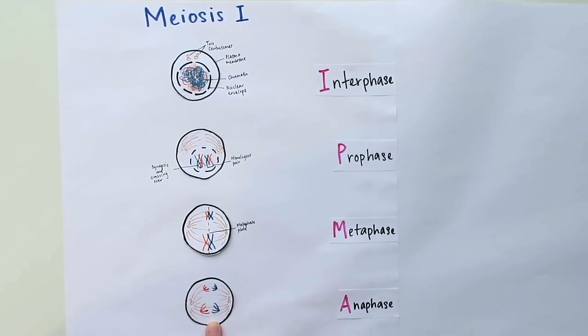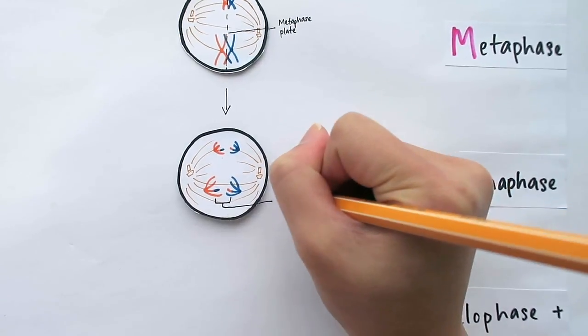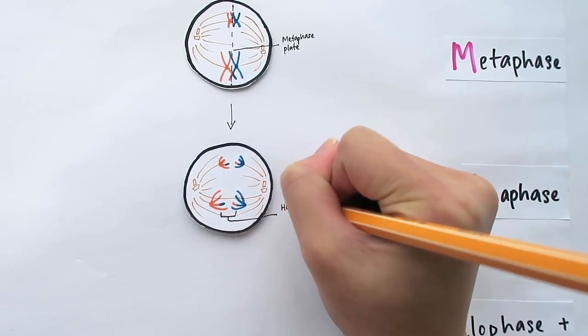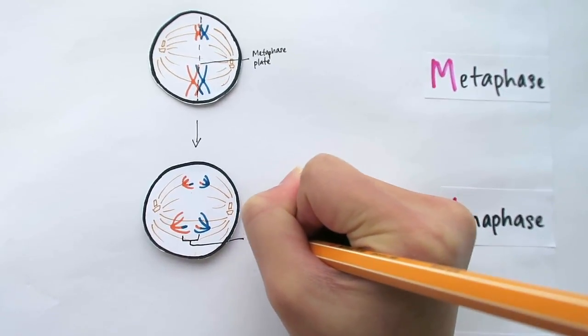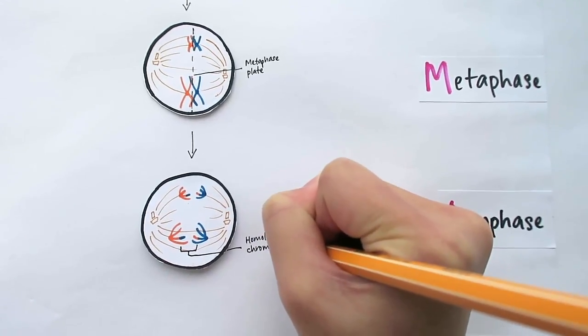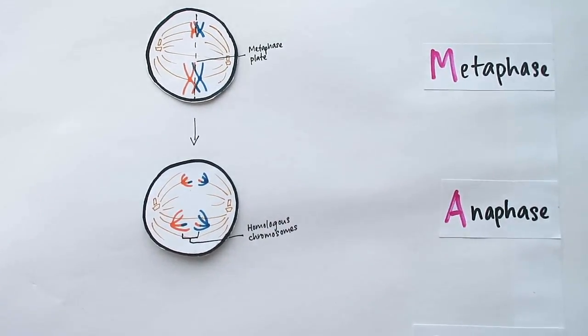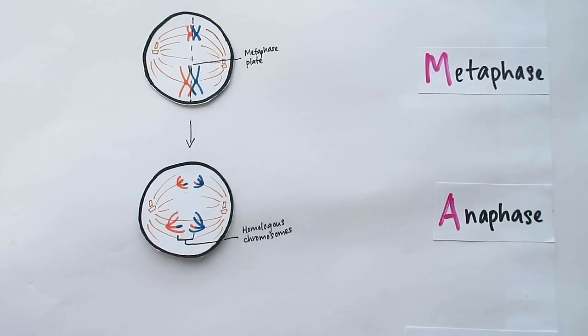Anaphase 1. The chromosomes move apart from one another along the spindle fibers attached to the centromere. At this point, the chromosome is still double-stranded. The separation of homologous chromosome results in having only one member of the homologous pair in each cell.